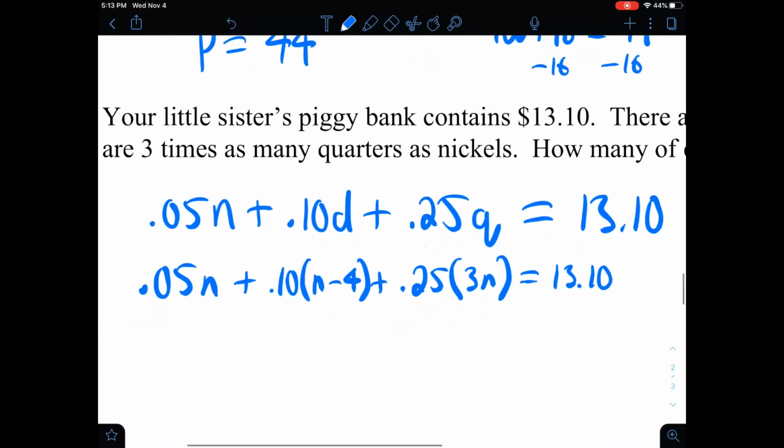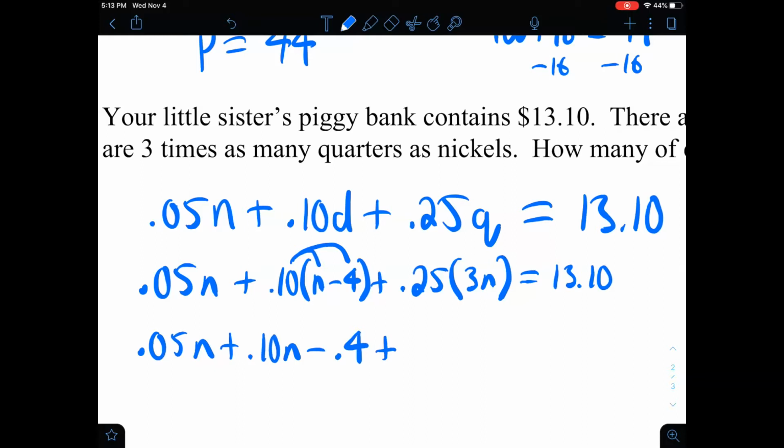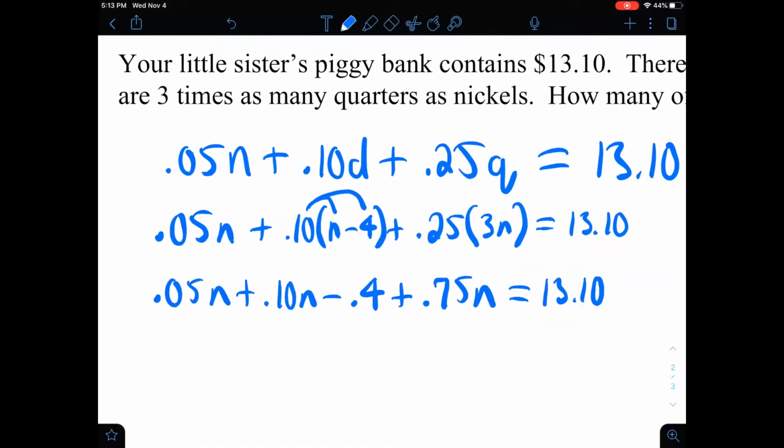All right, now we got to do some hardcore solving here. This is tricky. Do we have anything to distribute here, first of all? Yeah, we got to do 0.10 times n and 0.10 times negative 4. 0.05n plus 0.10n, and then 0.1 times negative 4 is negative 0.4. Plus 0.25 times 3n is 0.75n, equals 1310. Another reason this is challenging is because we haven't done any solving with decimals yet. We're going to learn that tomorrow in 3.6. This is why it's an extra hard problem.